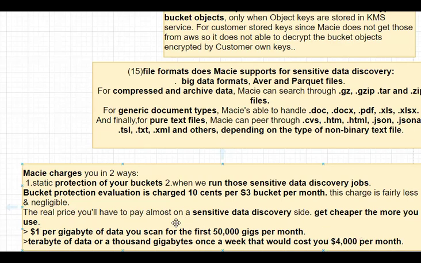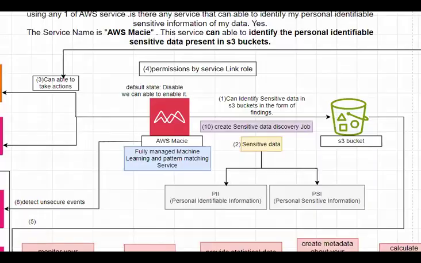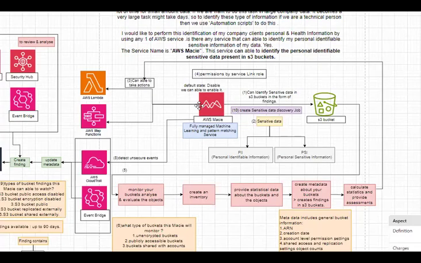Whereas if you scan less data, that is GBs of data, up to the first 50,000 GBs per month, you will be charged for each GB. Let's say you scanned TBs of data, then you will be charged only $4,000 per month. So consider how much data you are scanning, and based on that, your charge will be incurred on your Maze. So this is all about AWS Maze.